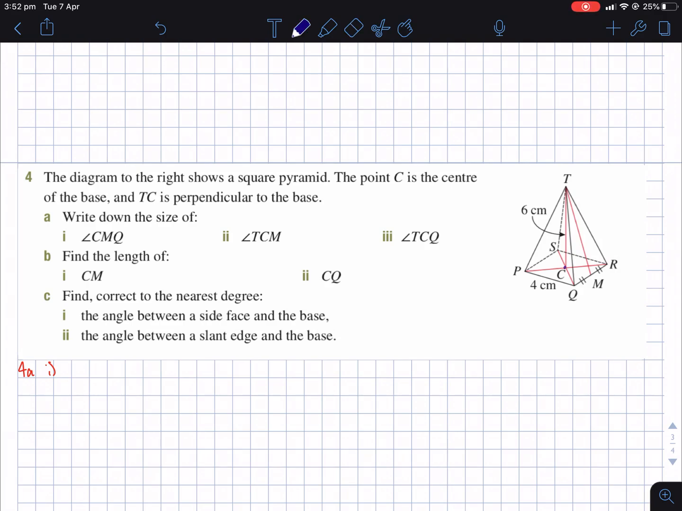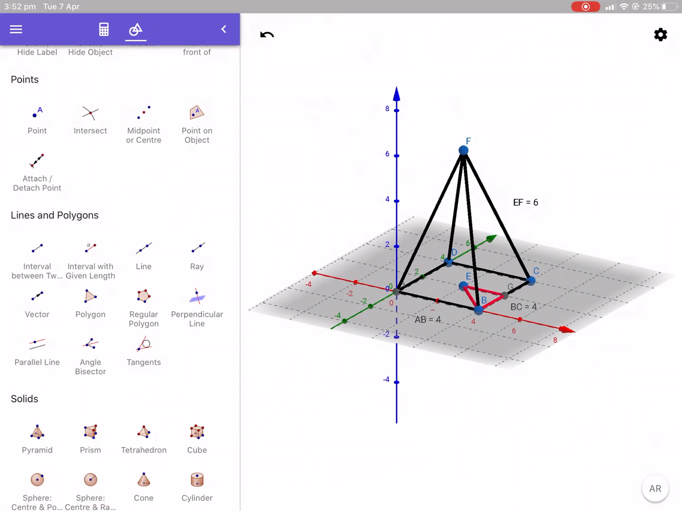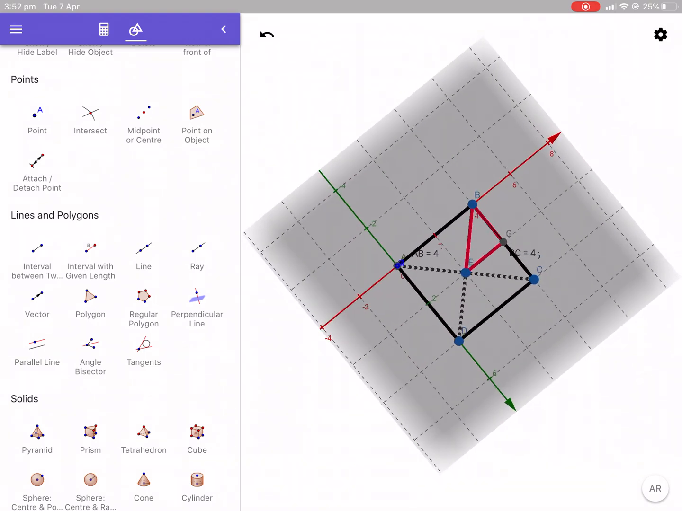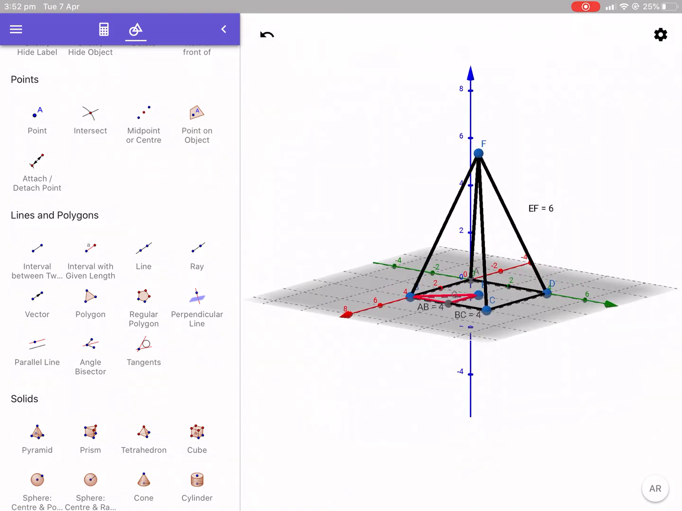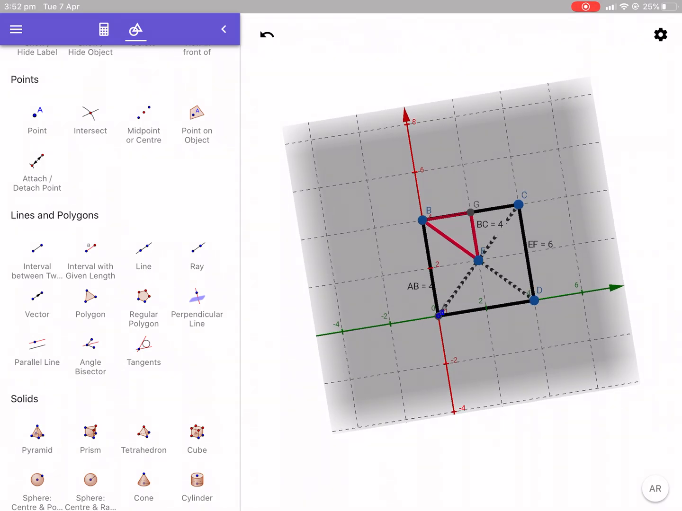Guys, starting off with question 4a, we've got this weird square-based pyramid and we're trying to find the angle C M Q, so we're trying to find this angle in here. Now to figure out which diagram to draw, I've put the triangle we're looking at in red. Am I going to draw it side on, or bottom up, or top down? Either will be fine, but we're going to draw it that way.